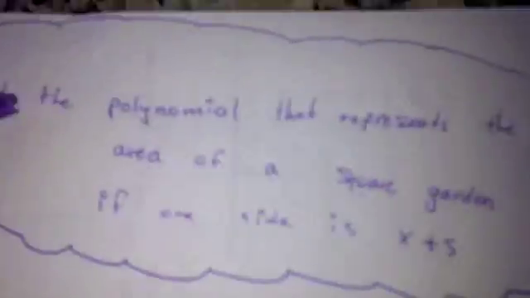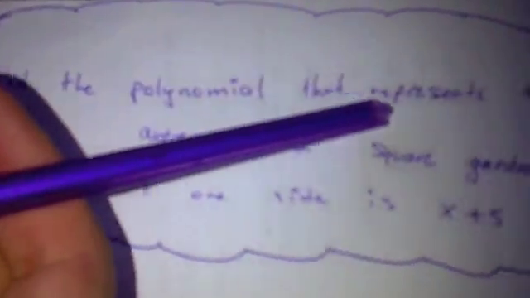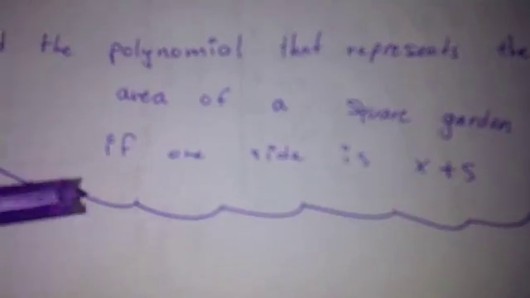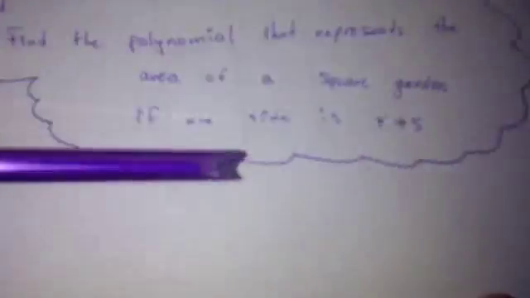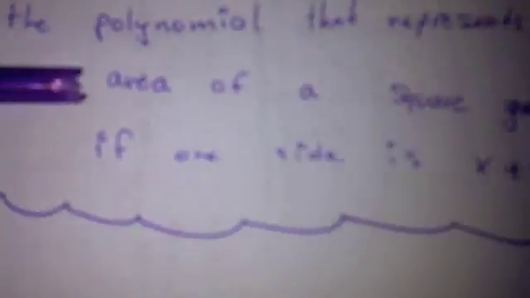Today we're gonna find the polynomial that represents the area of the square garden if one side is x plus 5.